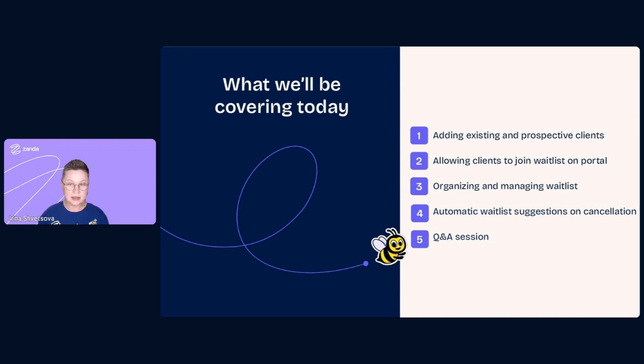Once we discuss that, I will show you how to enable automatic waitlist suggestions on cancellation, so that you don't have to open the waitlist and see which client matches the appointment you just canceled. It will pop up automatically for you. We also will have a look at how to organize and manage the waitlist once it fills in, and we will have a Q&A session in the end.